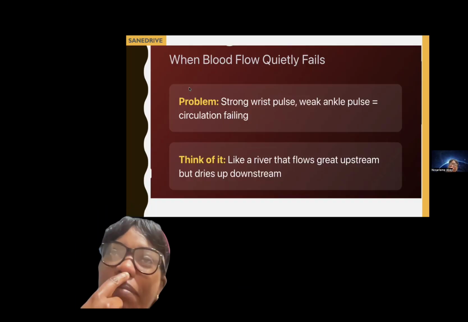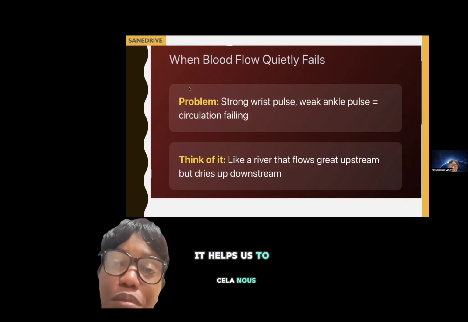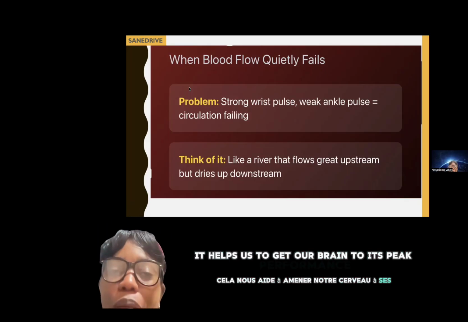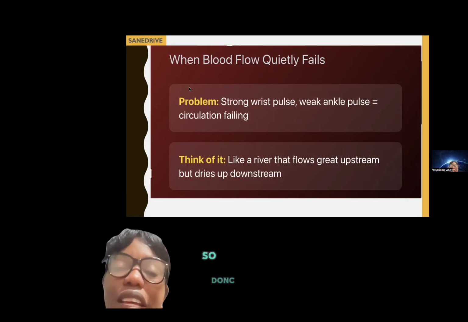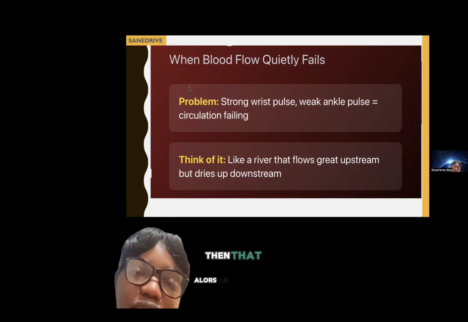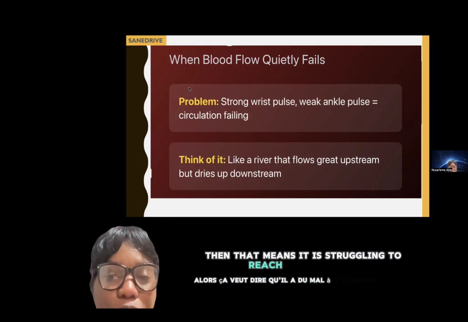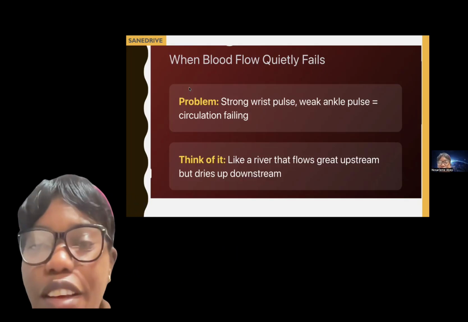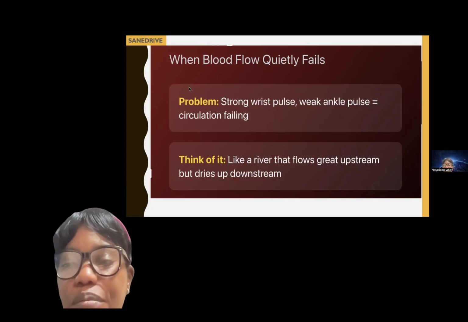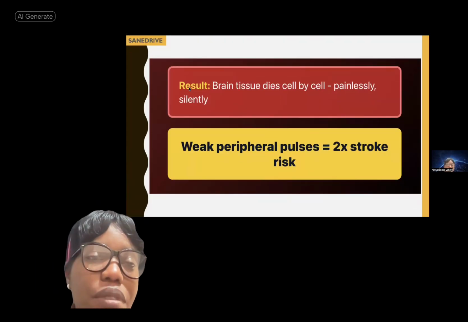Sometimes it is just to be able to mitigate some downstream effect that may come, if there's anything to do. So yeah, I need to take a walk. I think I need to be conscious of this, and it helps us to get our brain to its peak performance. And this is a warning sign for stroke. These people may stand a 2 times risk of stroke.